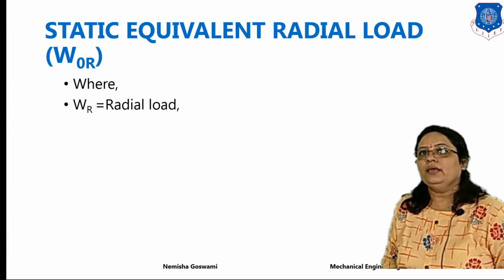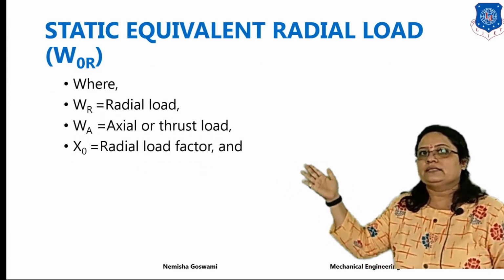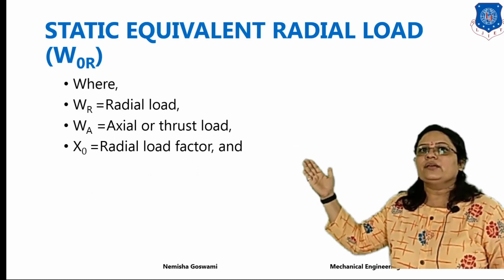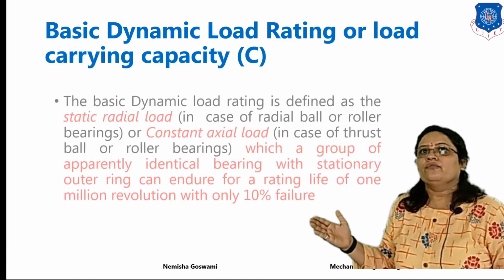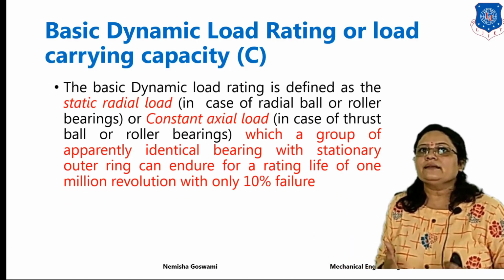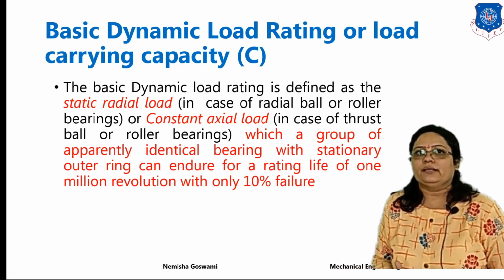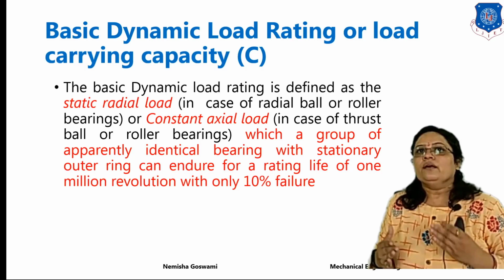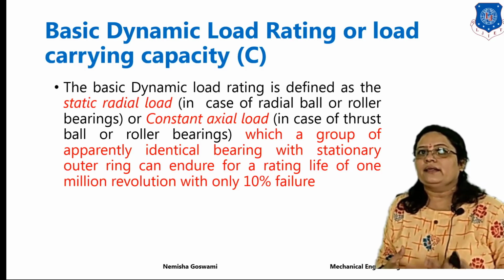Next, WR is the radial load, WA is the axial thrust load, X0 is the radial load factor and Y0 is the axial load factor. Now the second thing is the basic dynamic load rating. We have discussed the basic static load rating, right? So the second point is the basic dynamic load rating, or load carrying capacity.